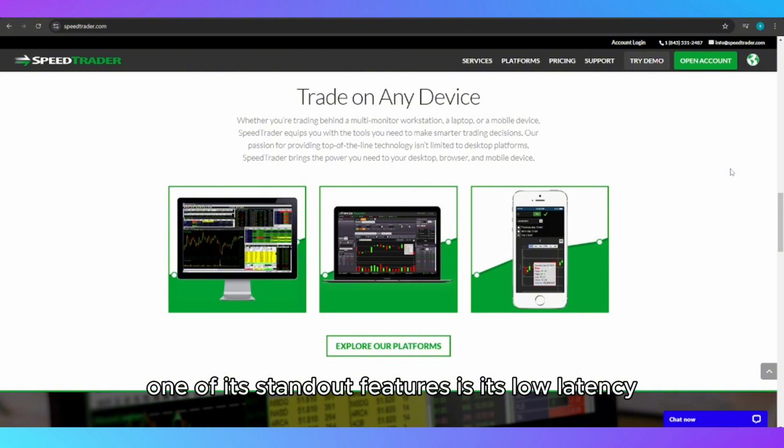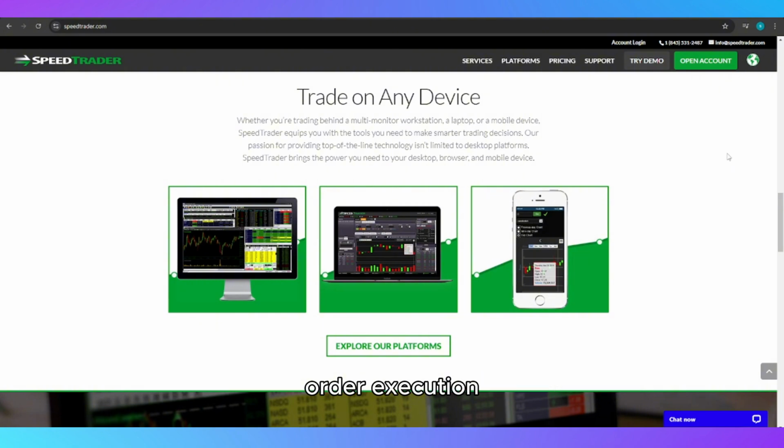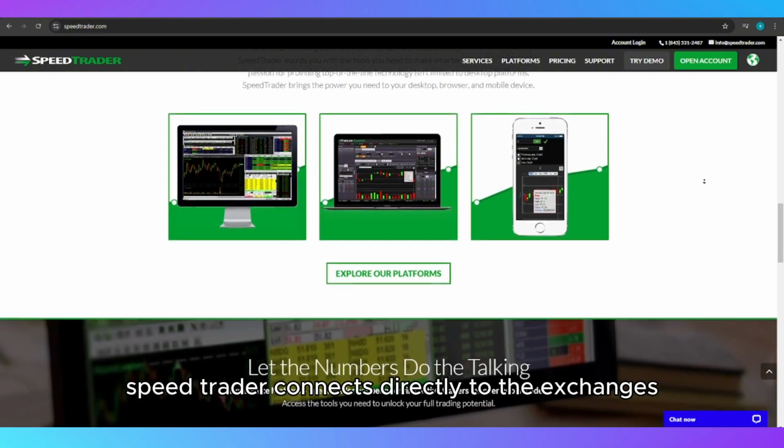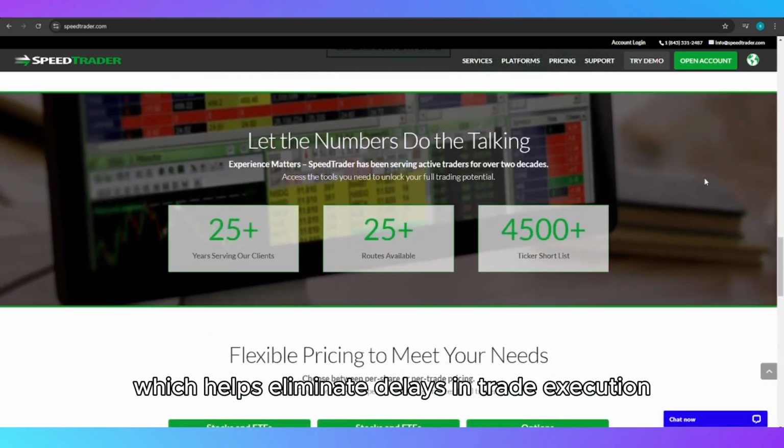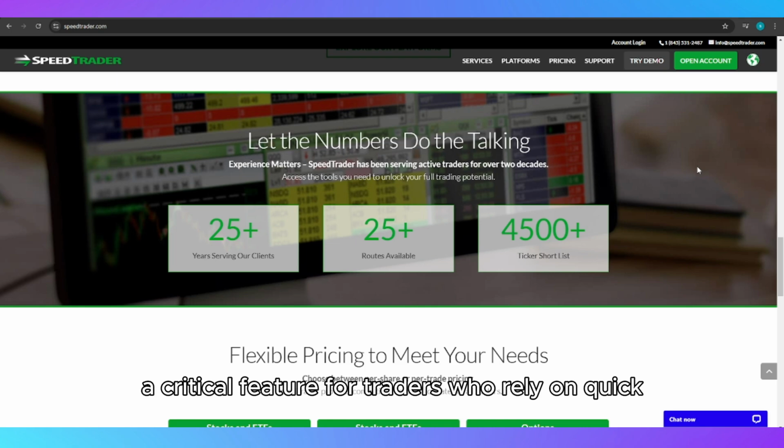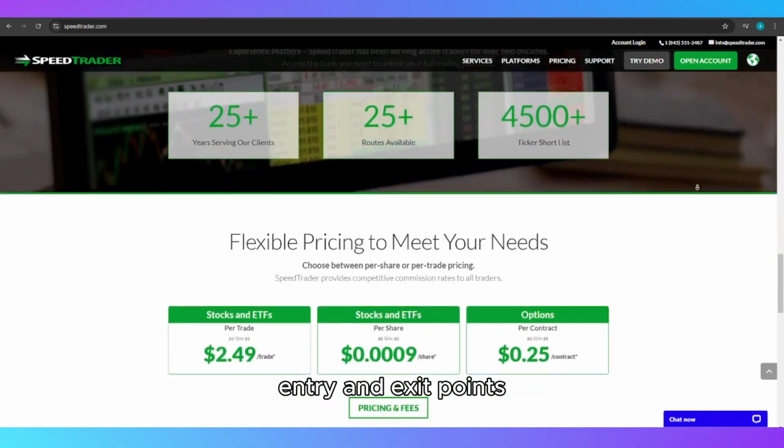One of its standout features is its low-latency order execution. SpeedTrader connects directly to the exchanges, which helps eliminate delays in trade execution, a critical feature for traders who rely on quick entry and exit points.